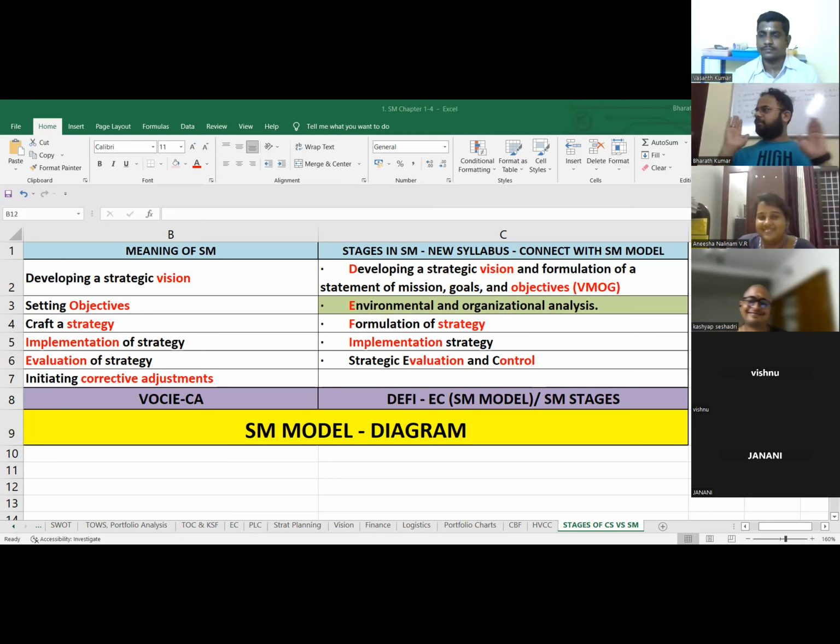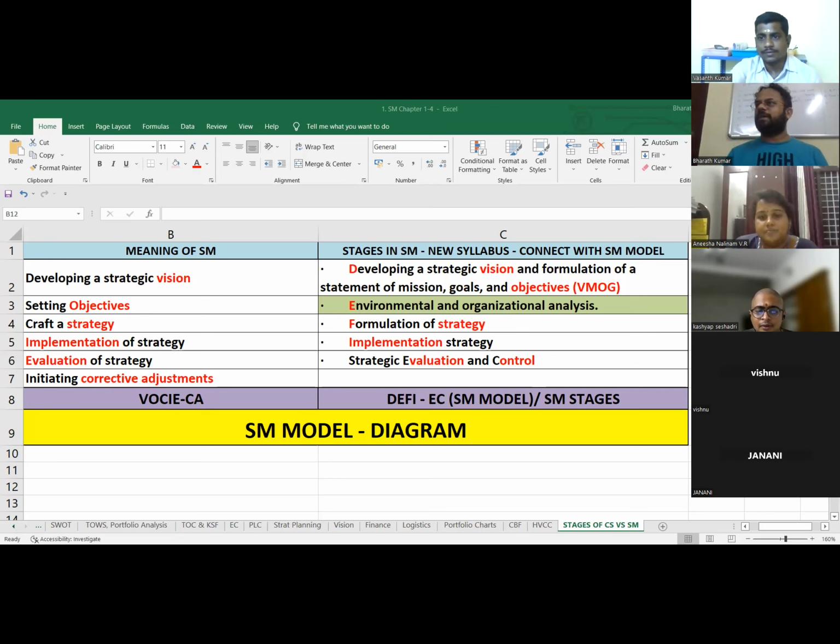Okay, so now we are done with this. Shall we go to the next question? Now I'll ask one more question. I will ask, and you tell the mnemonics. Strategic levels in organization. Corporate level, business level, functional level. Tell me in order: corporate level, business level, functional level. CBF.